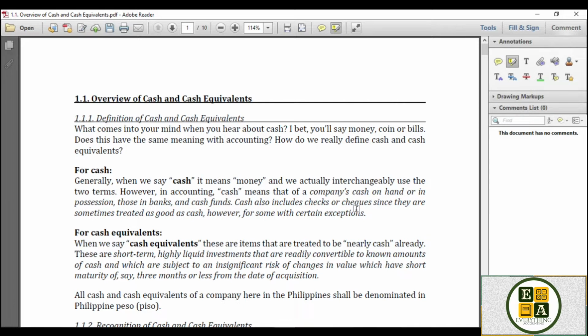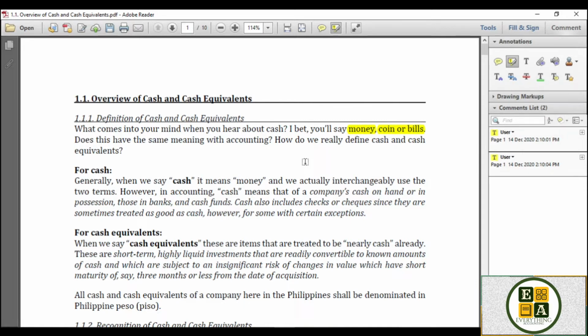When we hear of cash, or pera, we always put in our mind money, coins, and bills. I bet you'll agree. So again, pag sinabi natin cash and cash equivalents, sasabihin agad natin money. Pag sinabi nating money, we have coins or bills or whatever kung tawagin dyan. But generally, yan naman yung terminology na ating nire-relate pag sinabi nating cash.